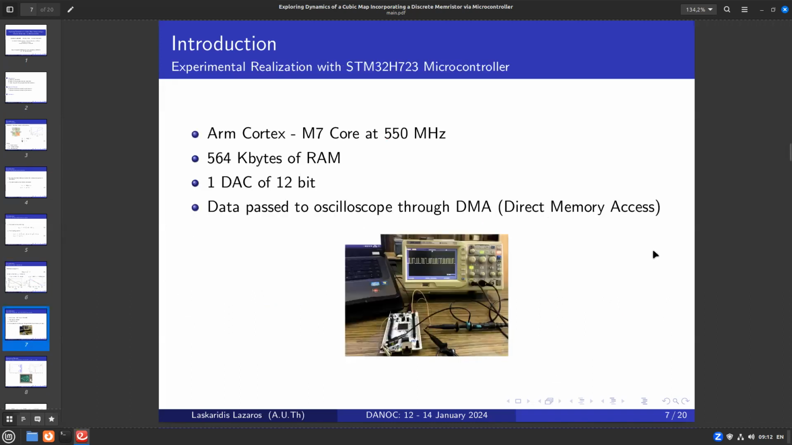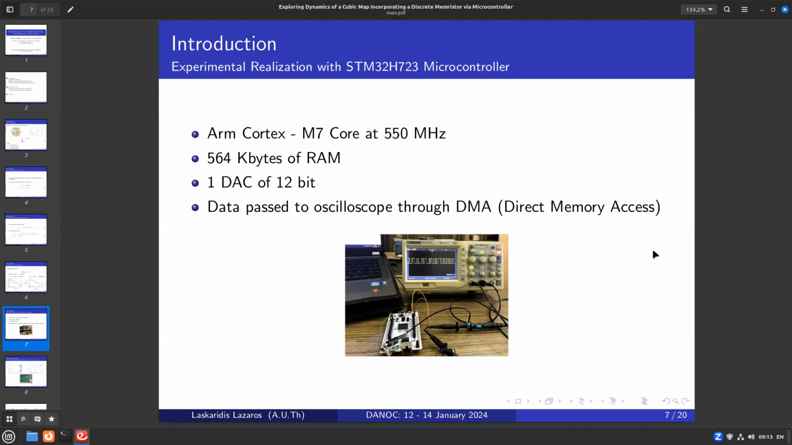Next, we have the experimental realization with the STM32H723 microcontroller. This microcontroller has an ARM CPU at 550 MHz. It has also 564 kilobytes of RAM. Also, we have one DAC of 12 bits and with 2 channels.